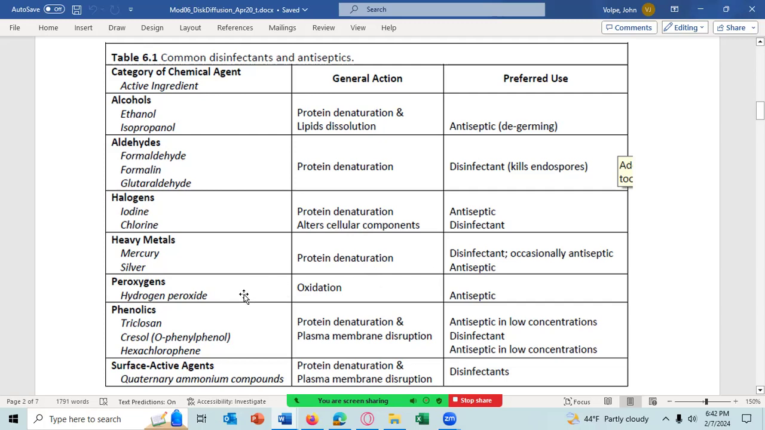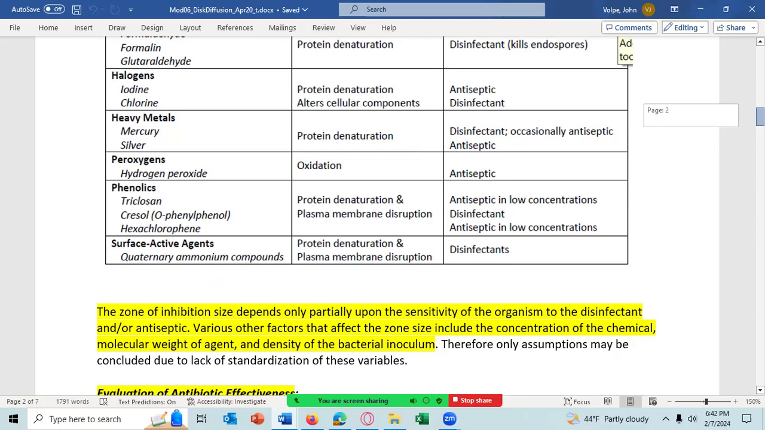Peroxygens, like hydrogen peroxide, is a very good antiseptic and is one that will kill endospores. Phenolics are mostly disinfectants. Surface active agents are disinfectants, soaps, things for washing your hands.